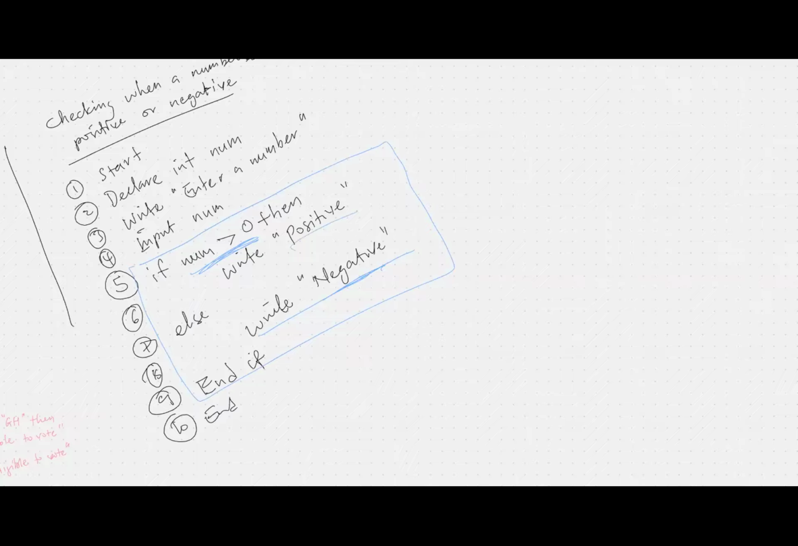Because there are 3 things. You want to check whether num is greater than 0. Else, if you want to check whether num is less than 0, or you want to check whether num is equal to 0. So when you have 3 things like this, then you can use if, else if. Okay?